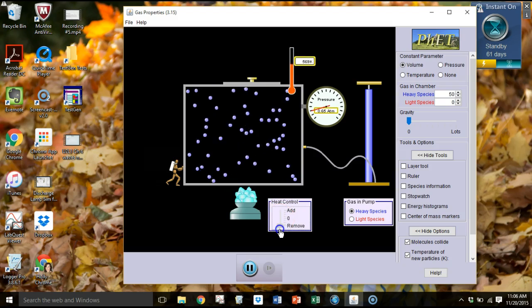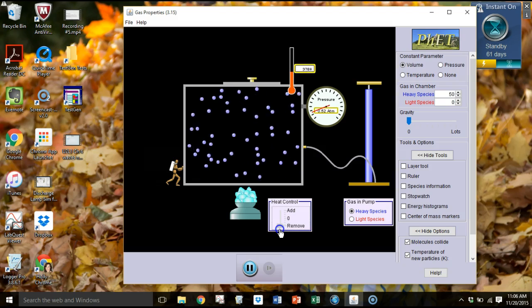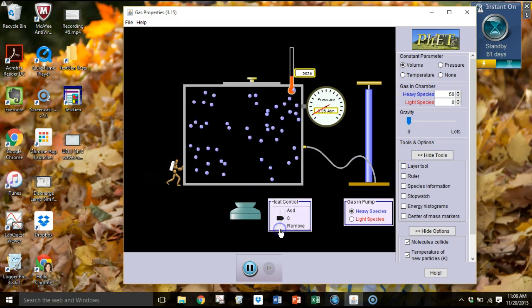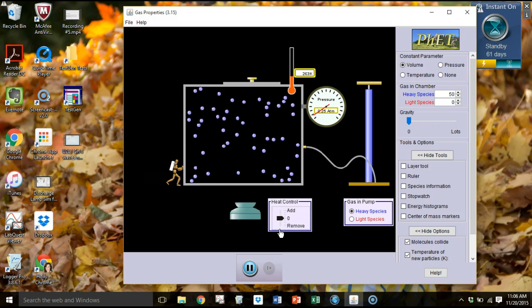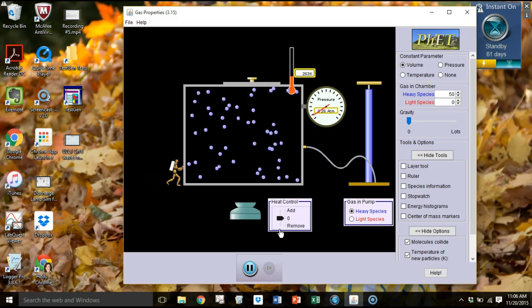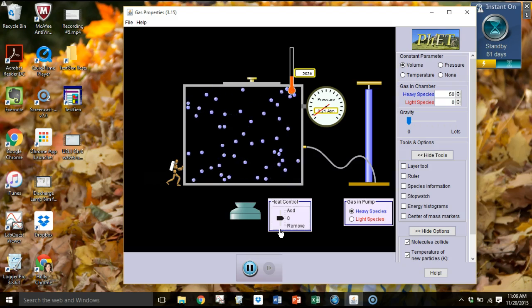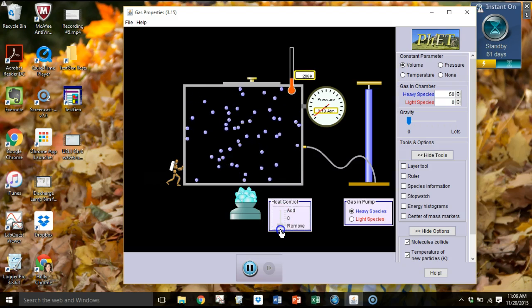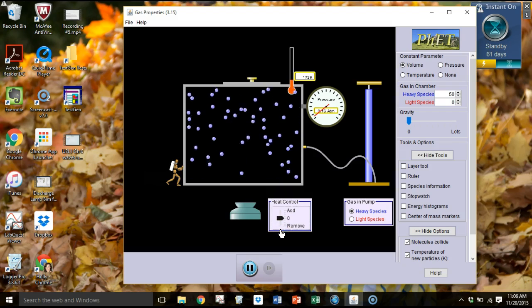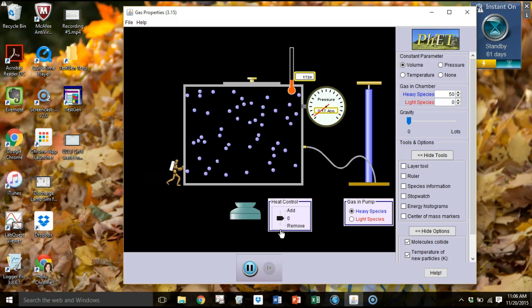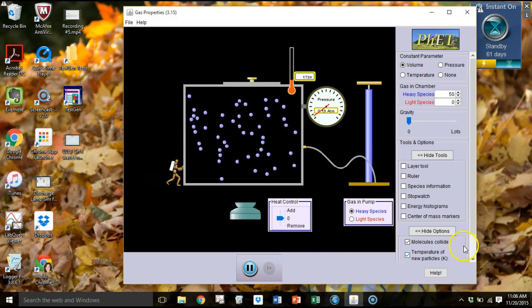Cool it back down. It's below where we started in the first place. Check that out. Cool it a little more. Alright, and then lastly we'll do Charles' law.